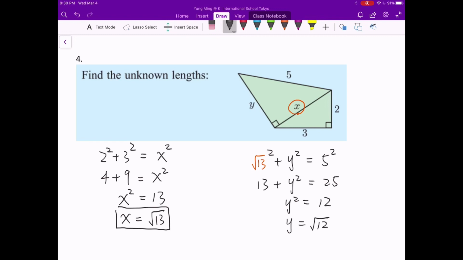But guys, don't forget to simplify that. Square root 12 is equal to square root 2 dot 2 dot 3. Okay, we'll take out the couple, 2 and 2 over here, that will be like this. So 2 root 3. So the answer is, let's write it over here, y equals to 2 root 3. And that's your final answer.